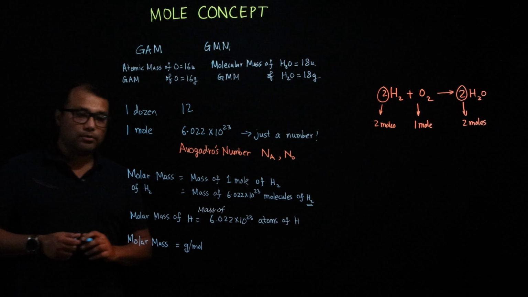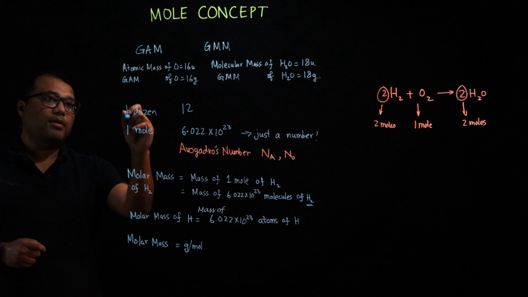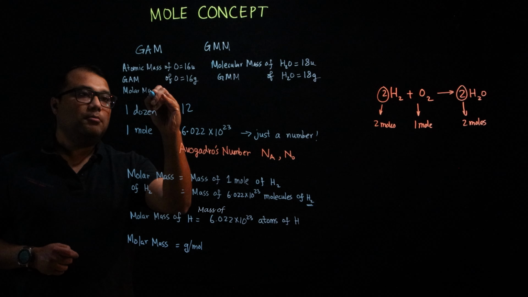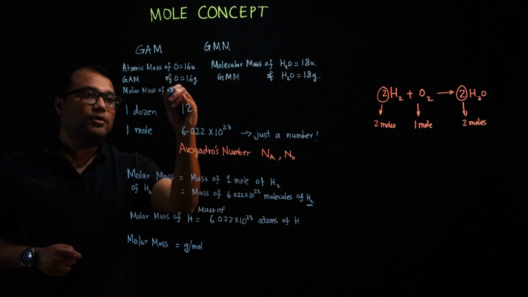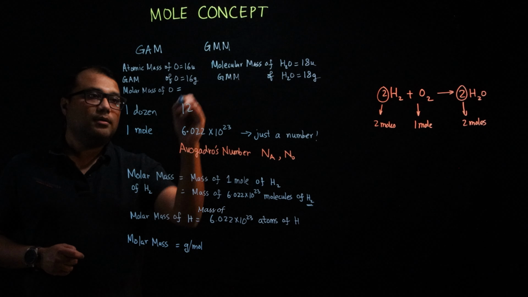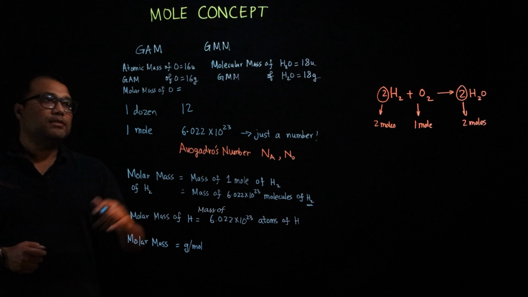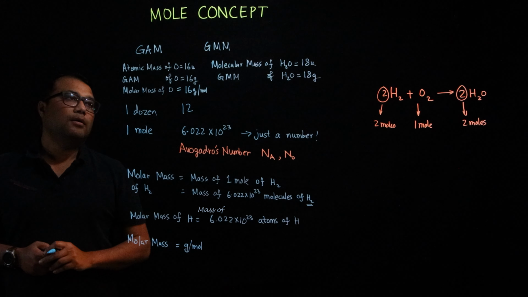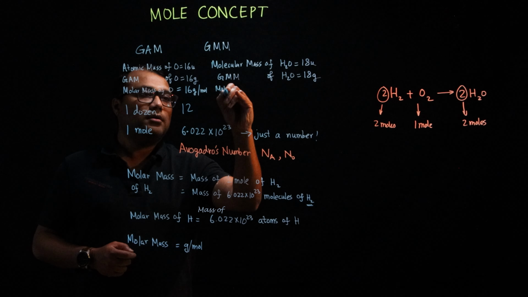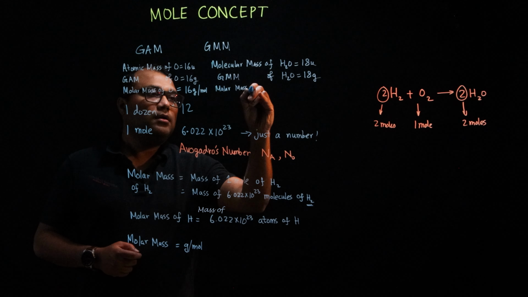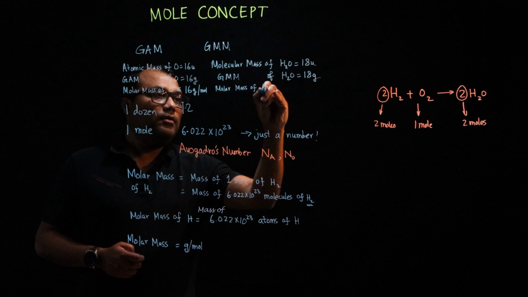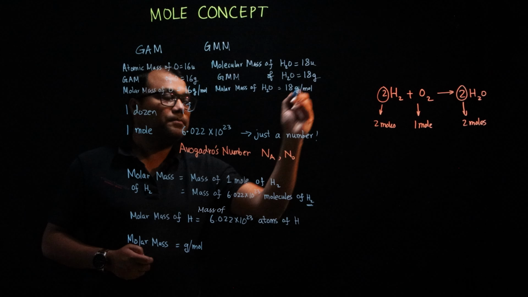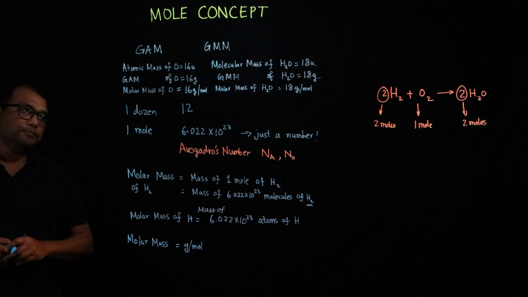So if I say what is the molar mass of oxygen atom, it is nothing but 16 gram per mole. What is the molar mass of H2O? It's 18 gram per mole.